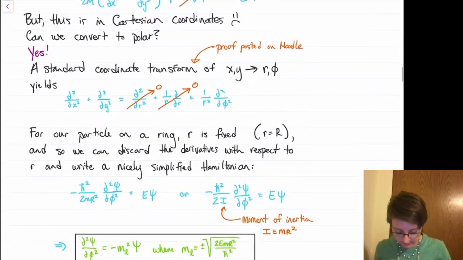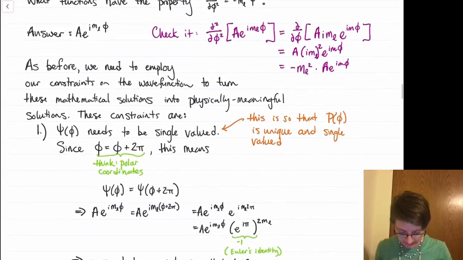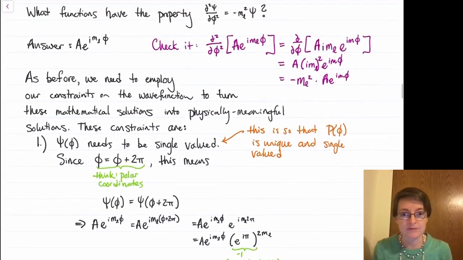So whatever my value of psi of phi is, I better end up with the same answer if I add 2 pi onto my angle. Because again, we're going around in a circle, and so once we make one loop around the circle, 2 pi, we should get back to the exact same point.